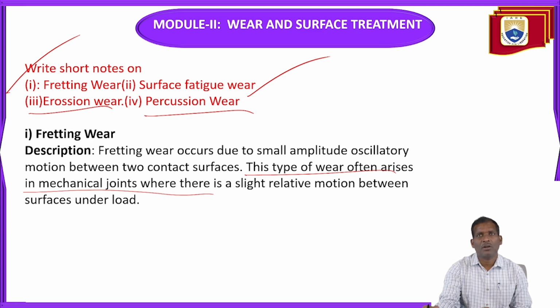It occurs due to small amplitude oscillatory motions between two contact surfaces. It generally arises in mechanical joints, where there is relative motion between the surfaces under load. Whenever these mechanical joints are subjected to load, there will be some relative motion, for example couplings and universal joints. Clear?